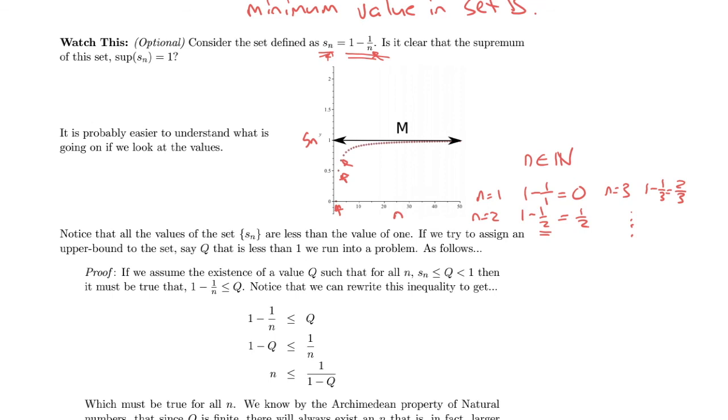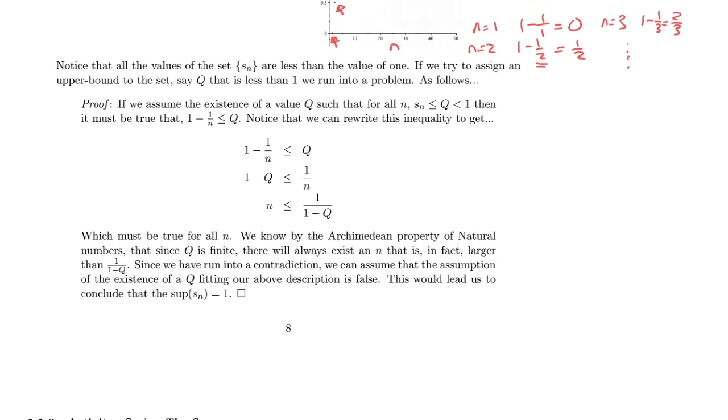If we try to assign an upper bound to the set that is less than 1, we run into a bit of a problem. So have a quick look here. If we assume, like it says here, the existence of a value q such that all of the values of the set are less than q, and q is strictly less than 1, so we're not including the or equal there, then it must be true that 1 minus 1 over n is less than or equal to q. Okay? At this point, you might be recognizing that we've talked about something that looks a little bit like this before. Wasn't that the Archimedean property? Yeah, that's going to come up here in just a moment.